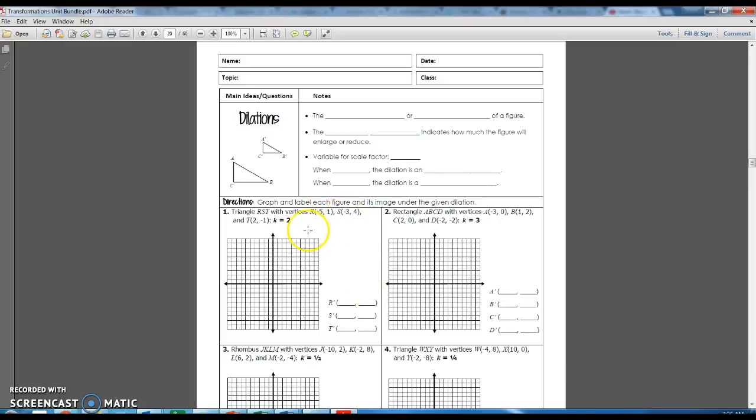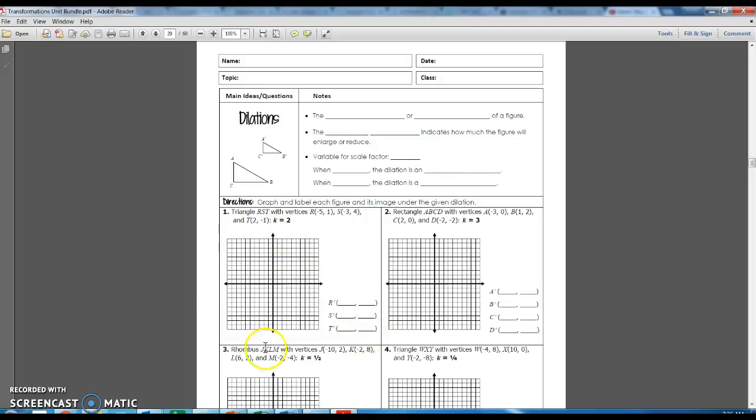We could do s as well. 2 times -3 is -6. 2 times 4 is 8. Right? And finally, I could go over here. 2 times 2 is 4. -1 times 2 is -2.